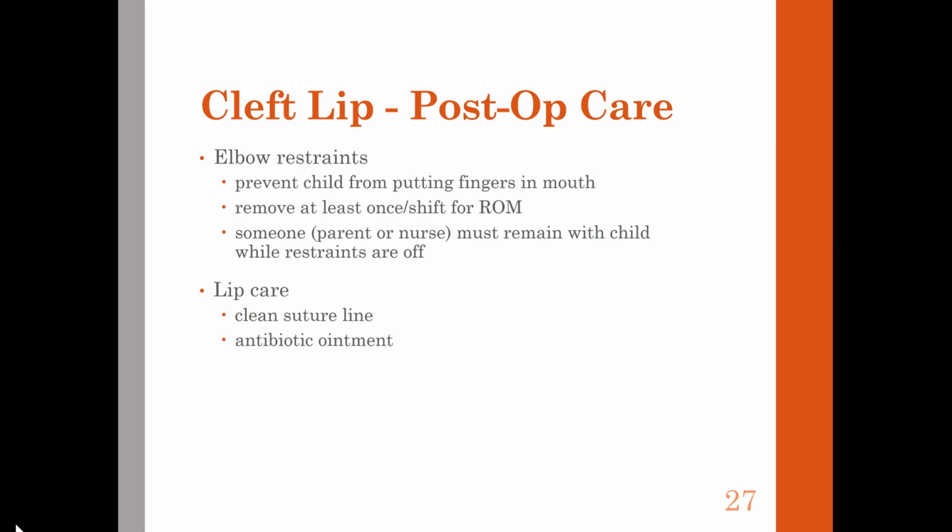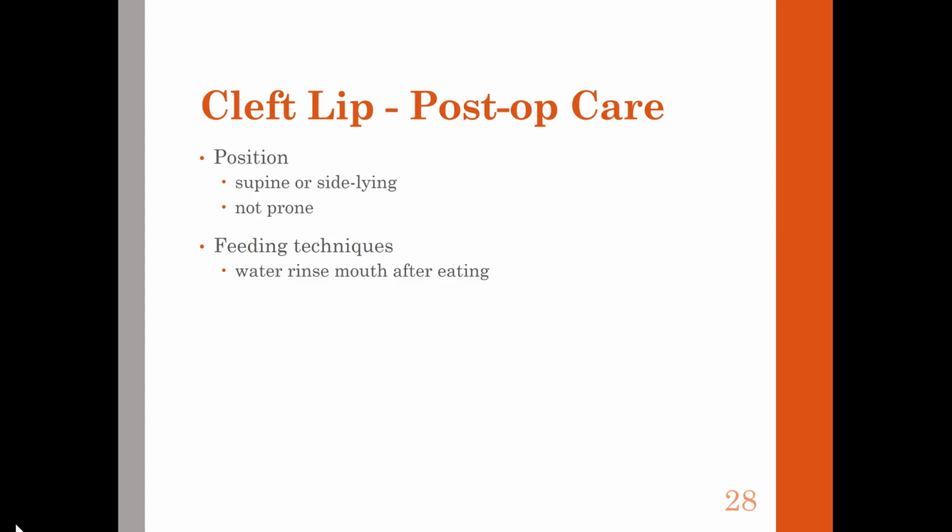children and these parents. So lip care, you're going to clean the suture line. You're just going to clean that with some normal saline and maybe put some antibiotic ointment in there. You want them to be supine or sideline, obviously not prone. You never put kids prone anyways because of a risk of SIDS. But also you want to think about those incision sites, so you want them to be supine or sideline, so it decreases the risk of infection.